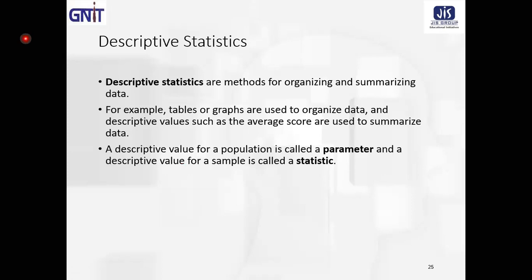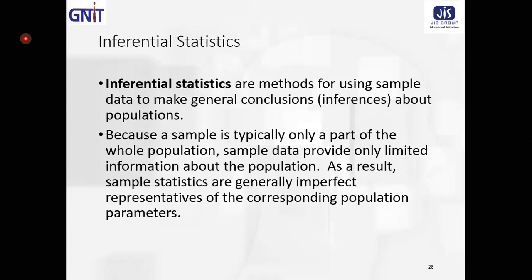So descriptive statistics. Already we have learned in our earlier lecture that descriptive statistics are methods for organizing and summarizing data. For example, tables or graphs are used to organize data, and descriptive values such as the average score are used to summarize data. A descriptive value for a population is called a parameter, and for a sample it is called a sample statistic or simply a statistic. Inferential statistics are methods of using sample data to make general conclusions about the population.